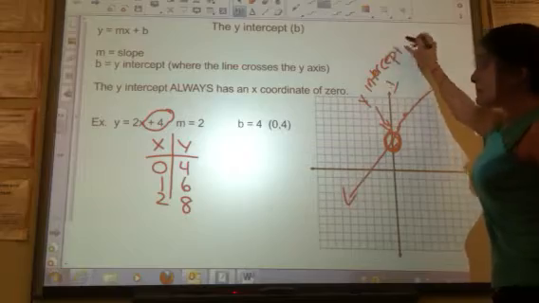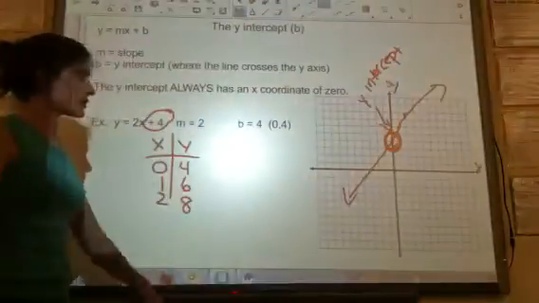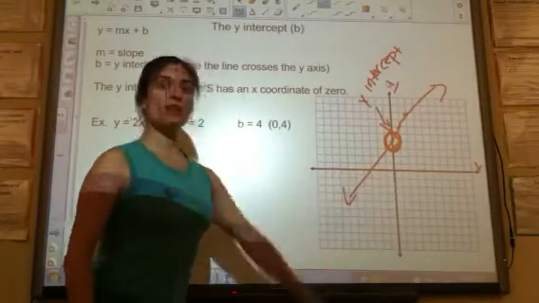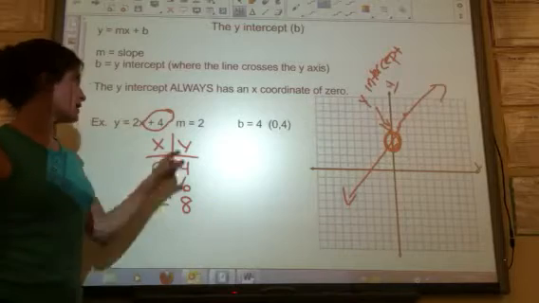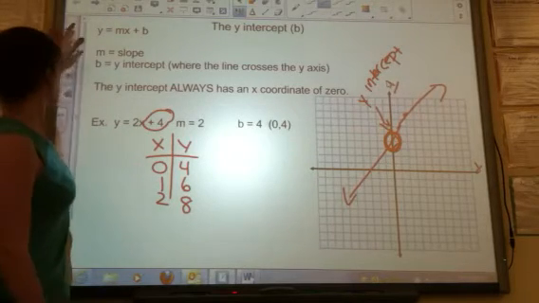And my y-intercept is going to change depending on my lines. Some lines are going to cross the y-axis down here. Some lines are going to cross at the origin. It's all going to depend on what is added to or subtracted from my x value.